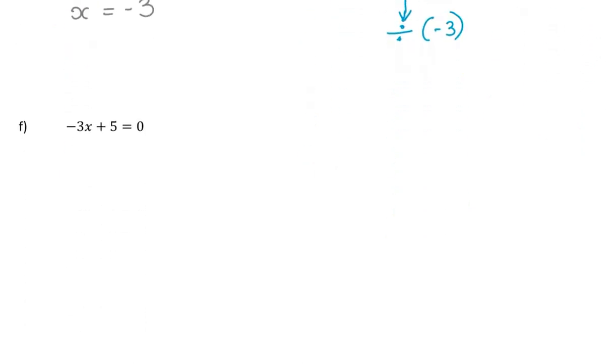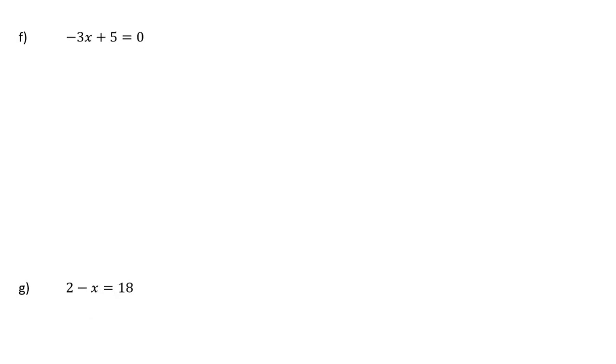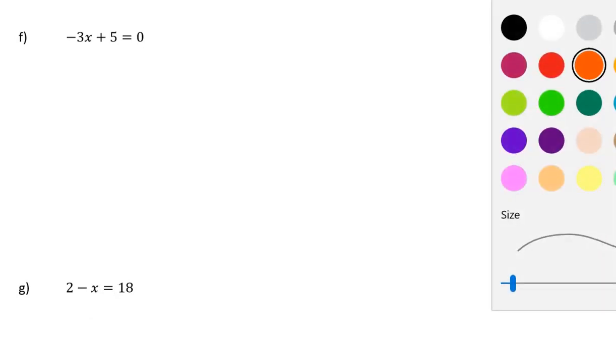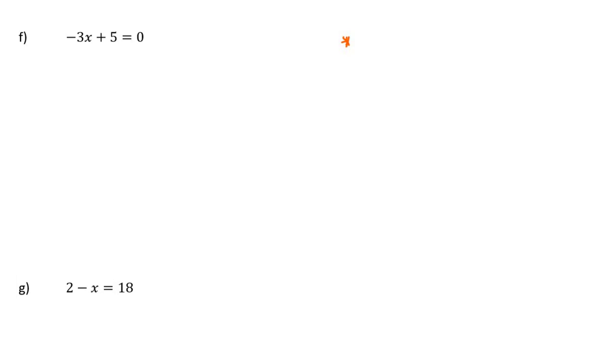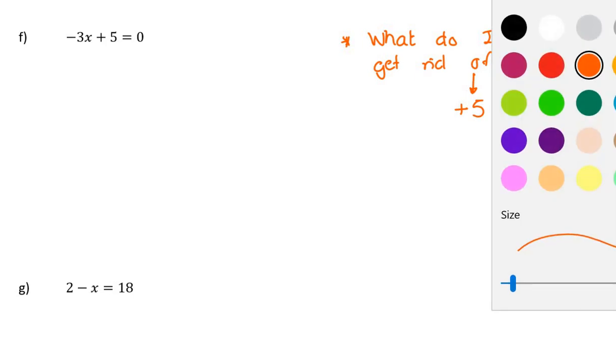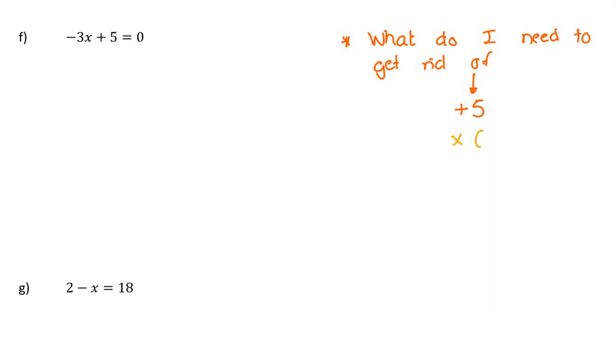Right, so let's start mixing the two. So what happens if we get negative 3x plus 5? Well, the first thing I do is I say to myself, what do I need to get rid of? If there's more than one thing, I like to think of both of them. What do I need to get rid of? And in this particular example, I need to get rid of adding 5, and I need to get rid of multiplying by negative 3. So the question is, which one do you do first?